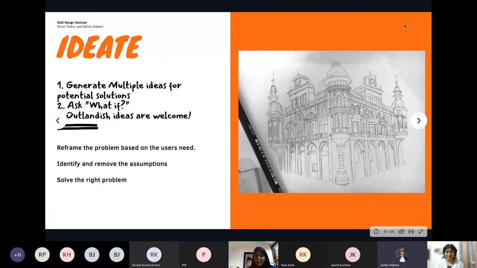Now, when we're speaking of ideating, basically we speak a lot about sketching. And Ms. Divya and I always repeat to our students, if we're saying the word sketching, this doesn't necessarily mean drawing. In the whole department, we attended an amazing seminar on design thinking, where the speaker explained that sketching isn't an activity, it's rather a state of mind in which you dive when you're working on generating ideas. So we generate multiple ideas for potential solutions. We ask questions like what if, and as Ms. Divya also mentioned earlier, outlandish ideas are always welcome.